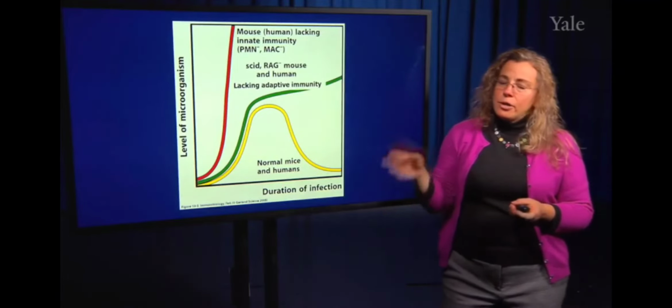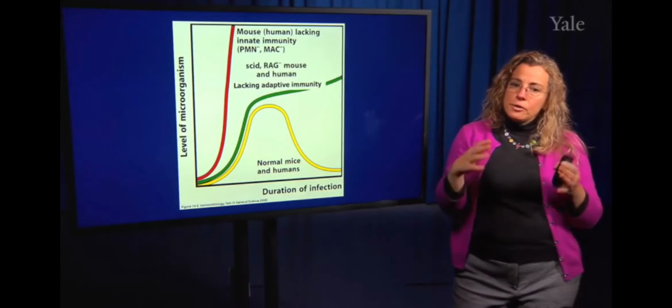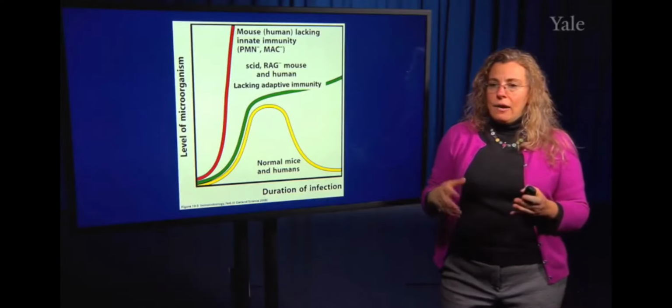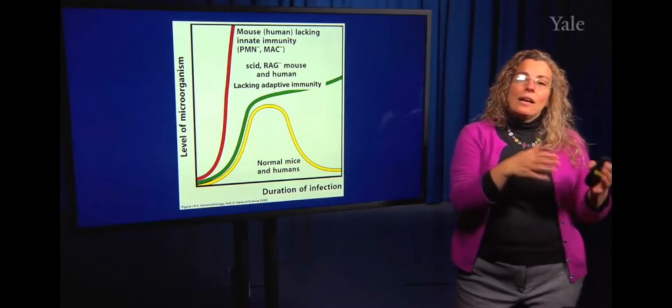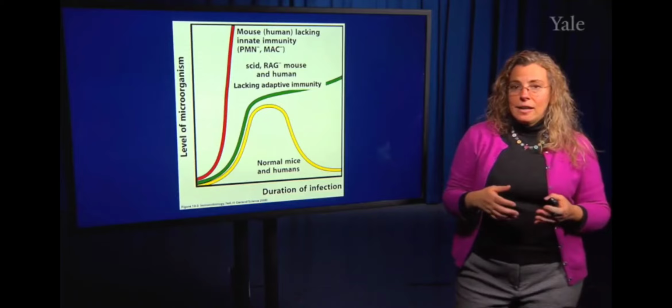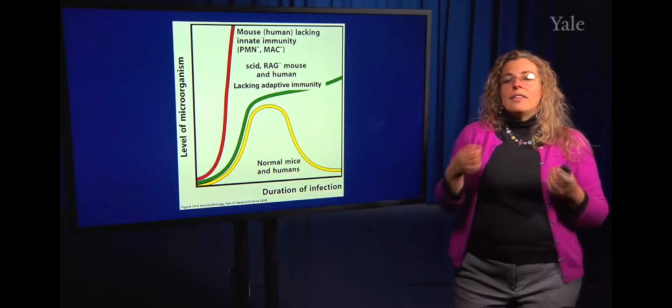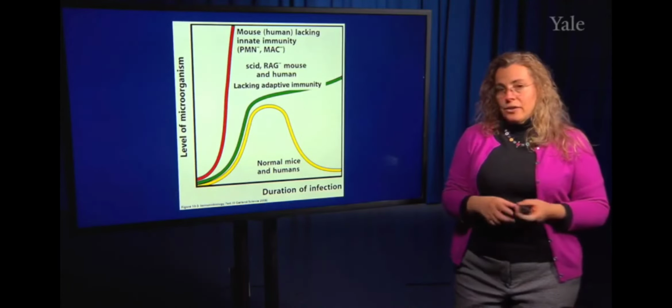So remember, your innate immune system is at those barrier sites. If it's not there, not only is it not killing the pathogens that come in, it's not alerting the adaptive immune system that anything's wrong.